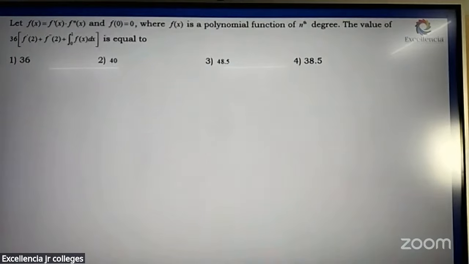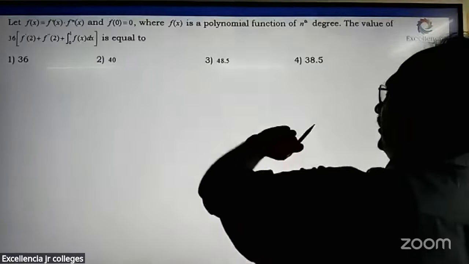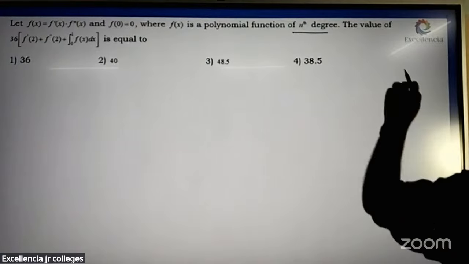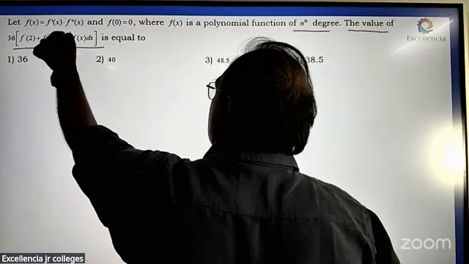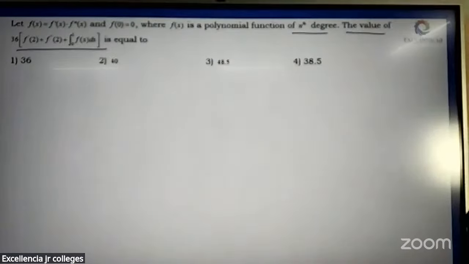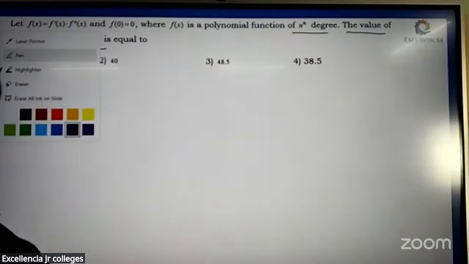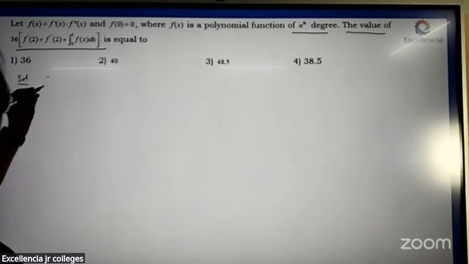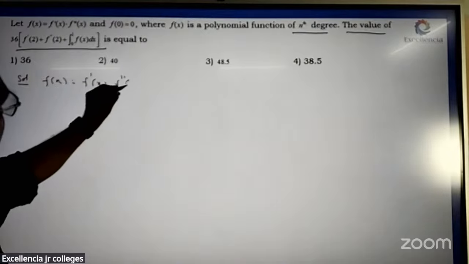Next, f of x is equal to f dash x into f double dash x and f of 0 is equal to 0, where f of x is a polynomial function of nth degree. The value asked is f dash 2, f double dash 2 equal to 0 to 1 f of x. What is given here in this problem? Let us see what is given. F of x is given as f dash x into f double dash x.